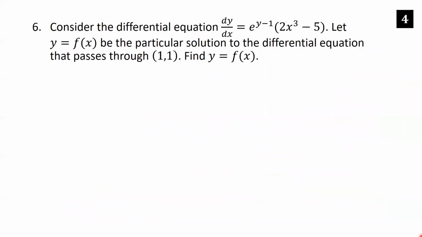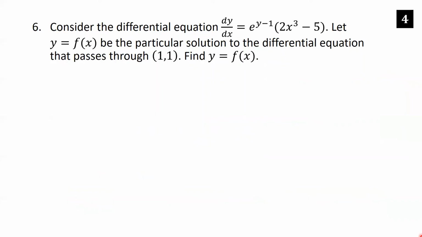Consider the differential equation dy/dx equals e to the y minus 1 times 2x cubed minus 5. Let y equals f of x be the particular solution to the differential equation that passes through (1, 1). Find y equals f of x.